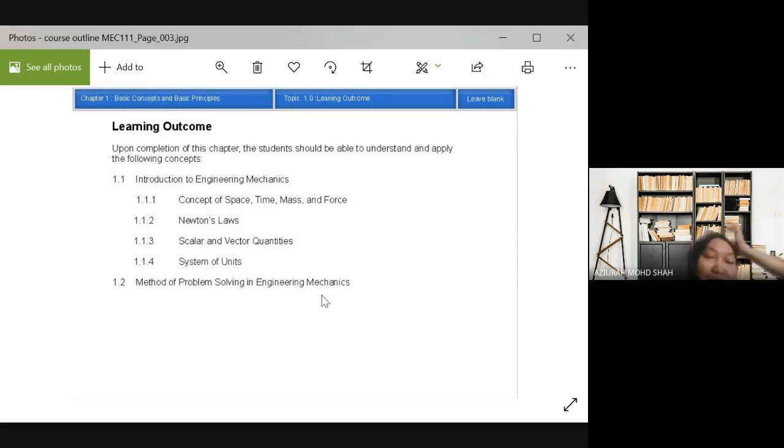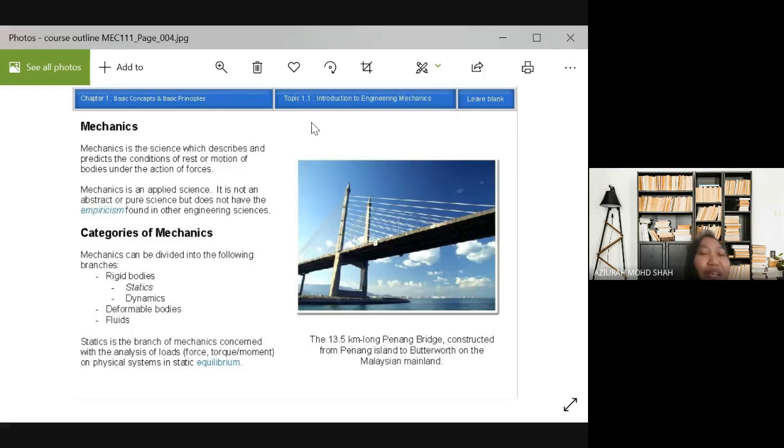Okay, 1.2 method of problem solving in general mechanics. So we can say that chapter 1 ni it's just more revision sangat. So memang kita akan cepat, 1 jam ni kita boleh habis dan kalau sempat saya cuba masuk chapter 2 hari ni. Okay. Alright.